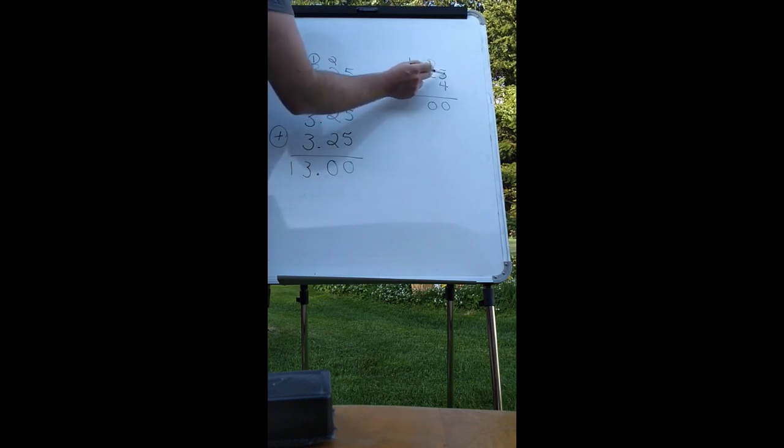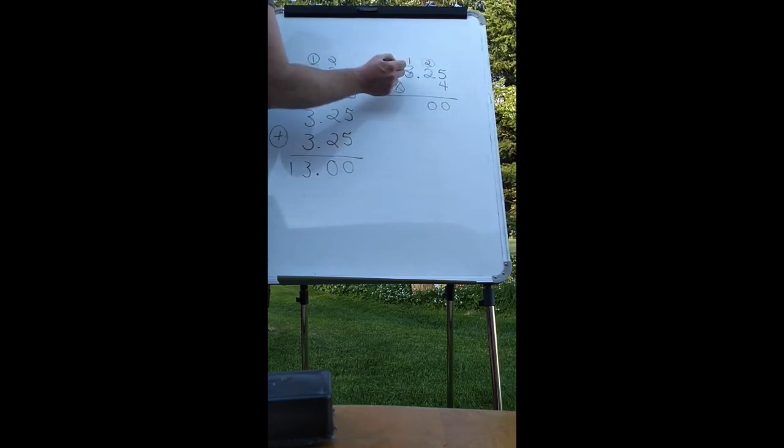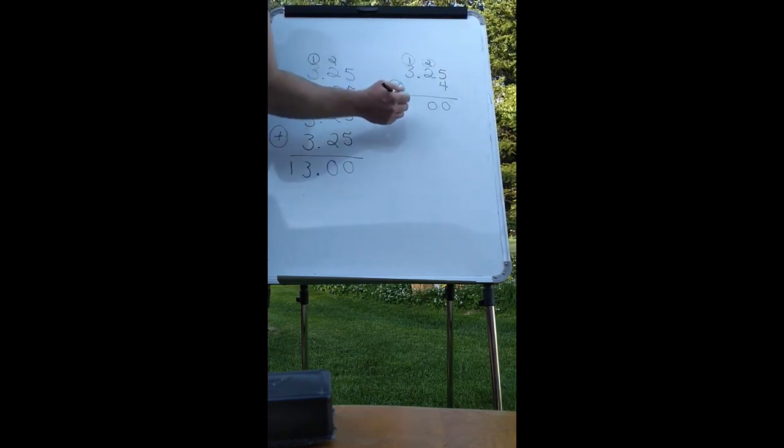So 4 multiplied by 5, we got our 20, which dropped the 0, carried the 2. 4 multiplied by 2, we got 8, but we added the 2, got 10. Now we have to continue on. 4 multiplied by 3, which is 12. Plus the 1 is 13.